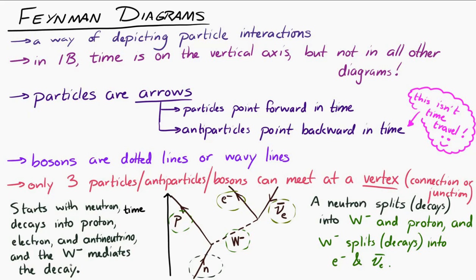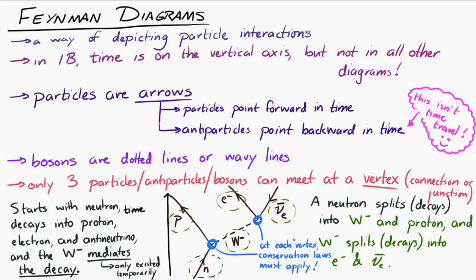The W- boson was just there for a brief time. It mediates the decay. The W- doesn't exist at the end. It's a temporary particle. Now notice, at every vertex, all of the conservation laws have to apply. Now I'm not going to go through that, but if we applied the conservation laws at this lower vertex, where the neutron became the proton and the W- boson, all the conservation laws of charge conservation, mass conservation, lepton number conservation, baryon number conservation, strangeness conservation, they should all be true at that vertex. And they should also be true at this second vertex, where the W- decayed into the electron and the antineutrino.